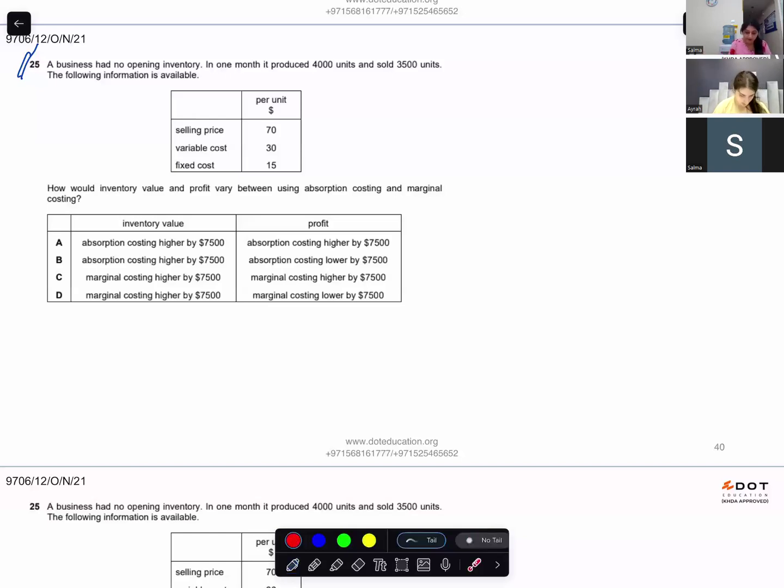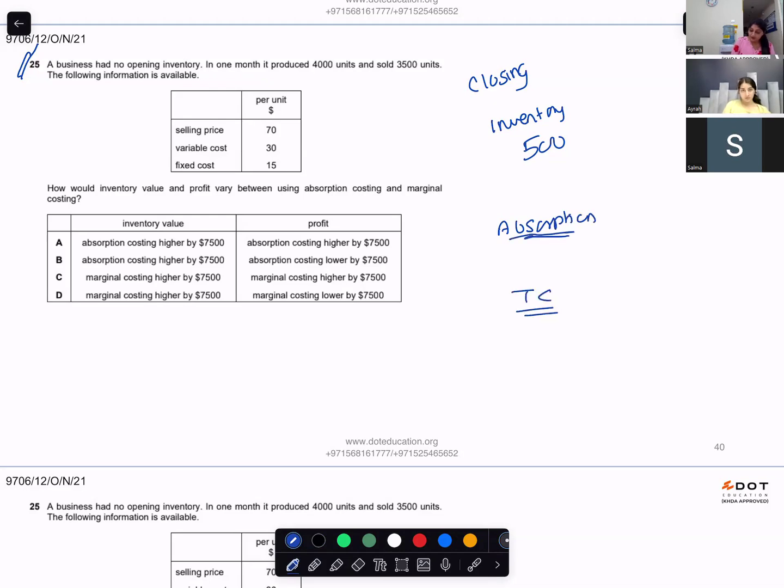A business had no opening inventory in 1 month. It produced 4,000 units and sold 3,500 units. What is the closing inventory? 500 units. So how would inventory value and profit vary between using absorption costing and marginal costing? Absorption costing uses total cost, that means variable cost plus fixed cost. So it will use 45.